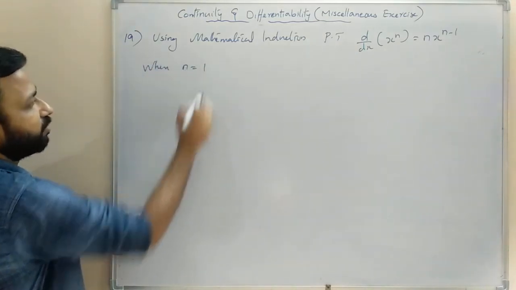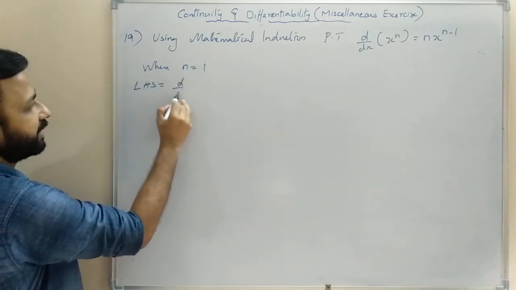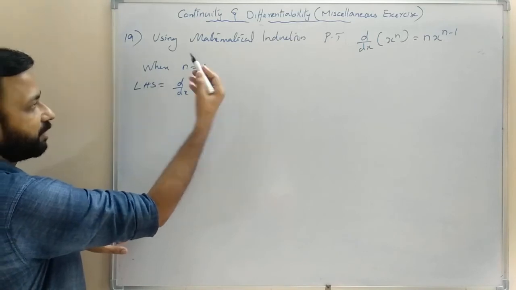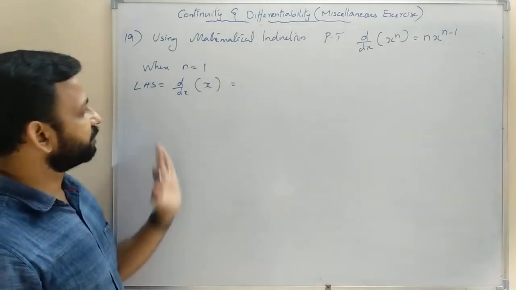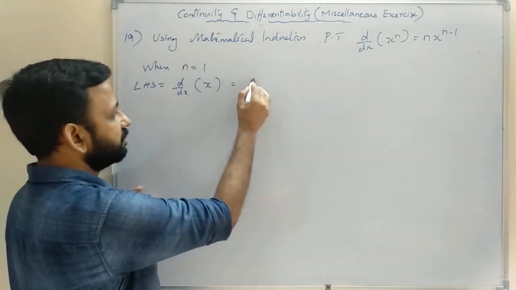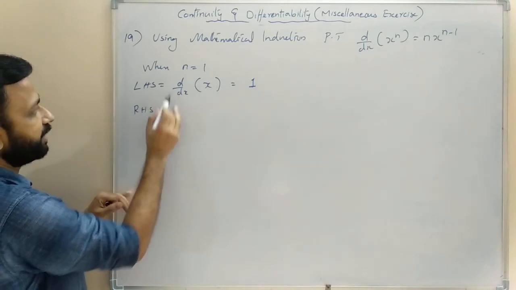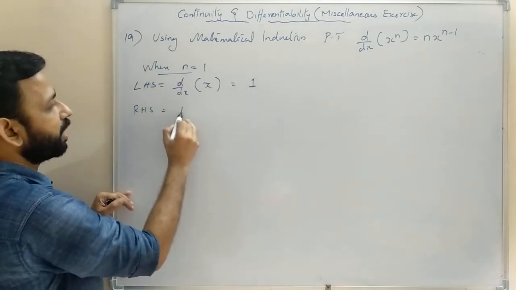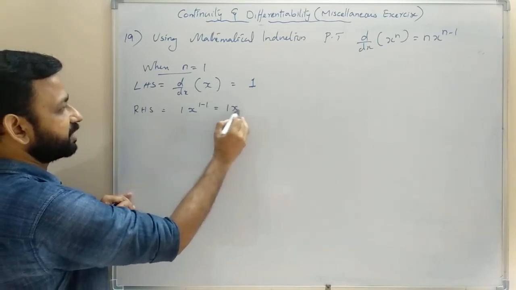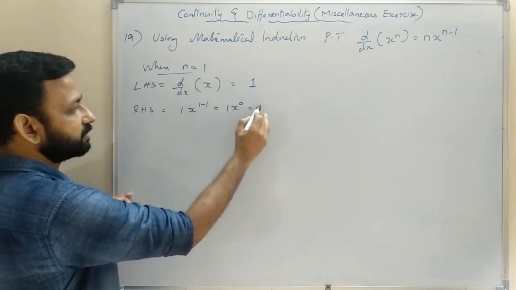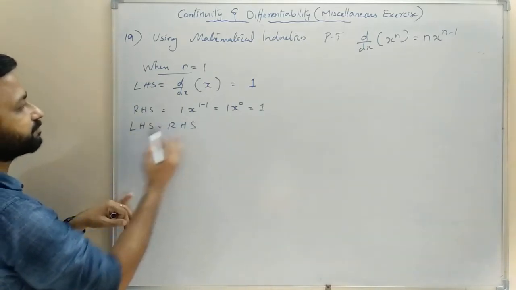So when n is equal to 1, LHS is d by dx of x raised to the power 1, that is d by dx of x with respect to x, that is 1. Then RHS, when n is equal to 1, is 1 times x raised to 1 minus 1. So that is 1 into x raised to 0, which is also 1. So here LHS equals RHS.